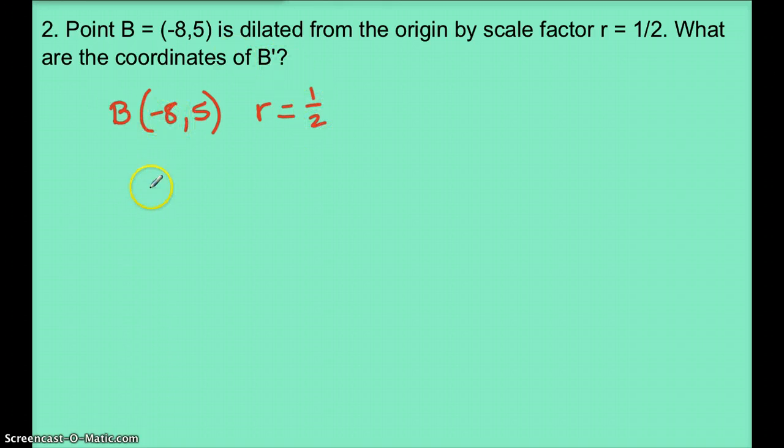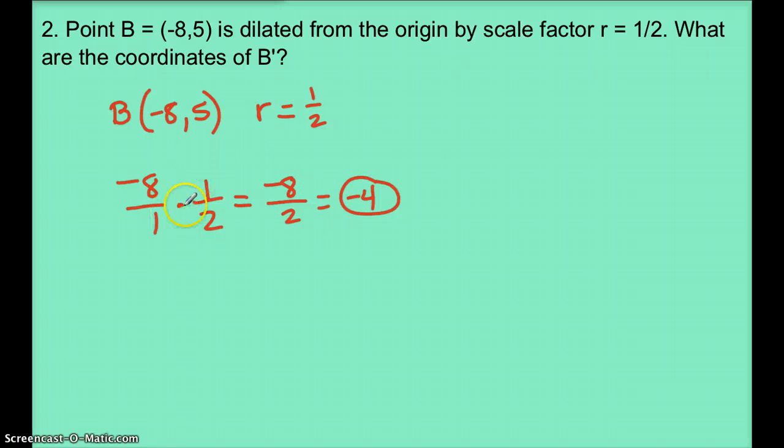So first of all, let's take negative 8. Well, we have negative 8 over 1 times 1/2. And I'll just go straight across. We get negative 8 over 2, and you can simplify that to be negative 4. So that will be the first coordinate.